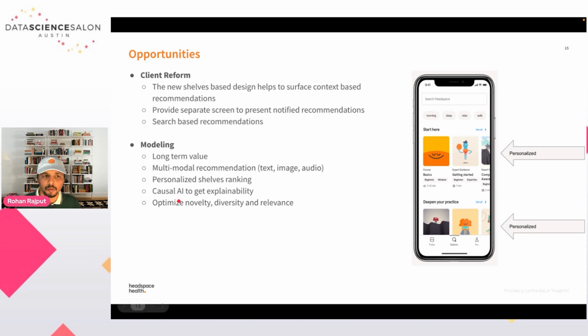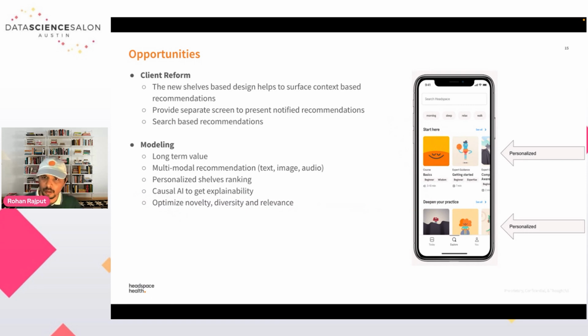We wanted to incorporate multimodal features. That means rather than just using interactions and simple meta features, we wanted to incorporate text, images, and audio in our recommendation system. There's also personalized shelf ranking. So the shelf can be personalized according to the user. Suppose you have a similar kind of need, that shelf will be shown on the top rather than on the bottom.